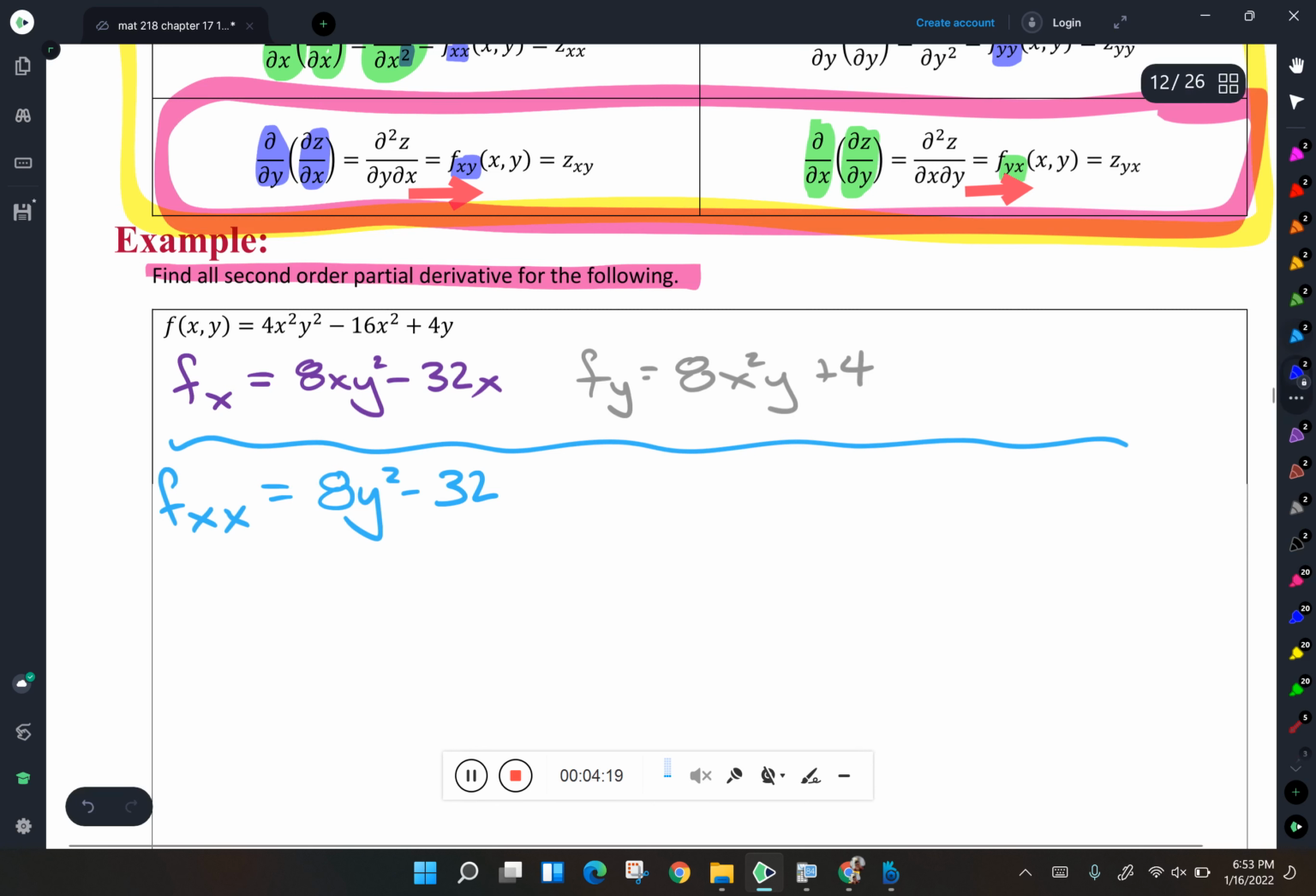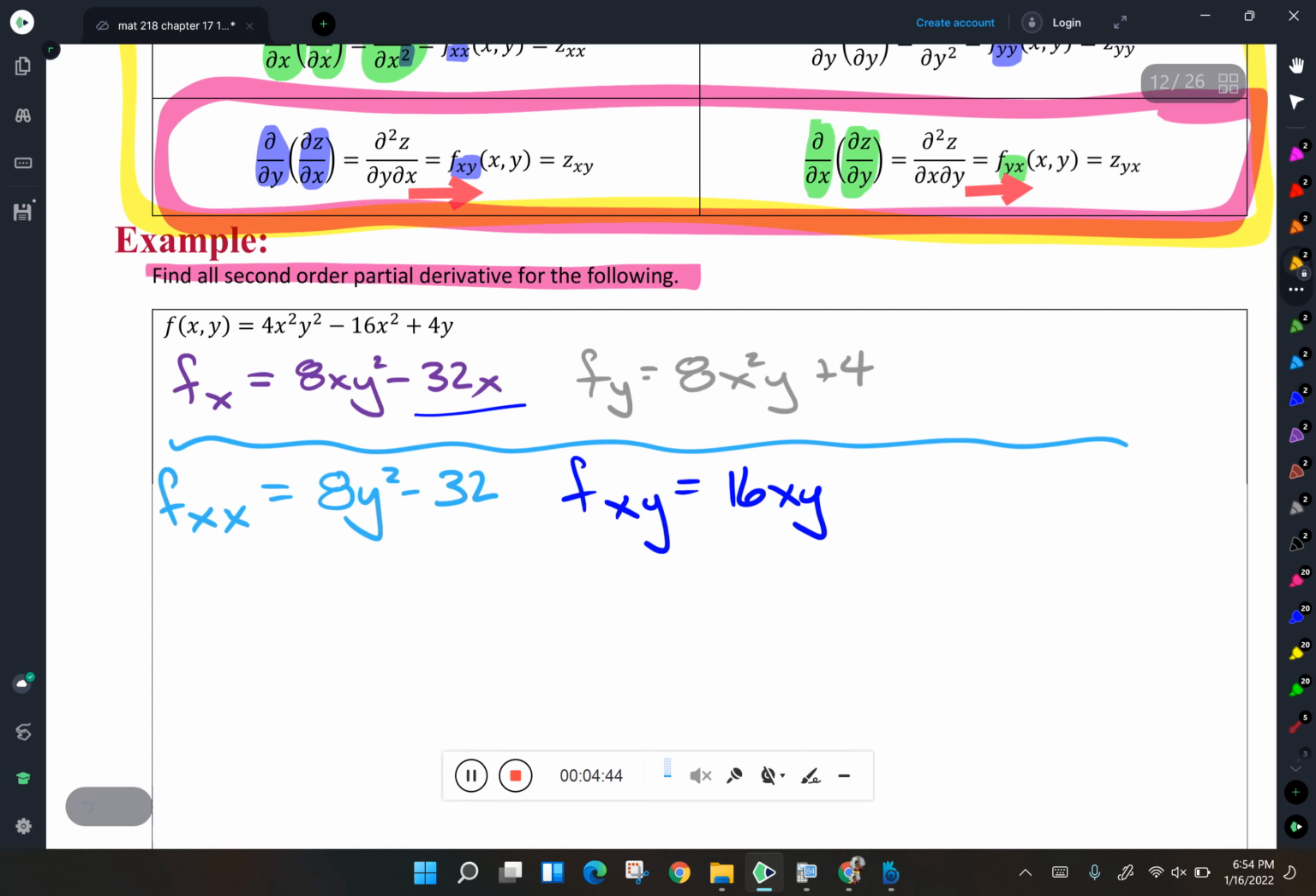Okay? But what about f sub xy? Okay, so f sub xy means go back and find the purple one, for f sub x, and then take the derivative of that one with respect to y. So the first term with respect to y would be 16xy, and the second term with respect to y would be 0 because there's no y in that second term.